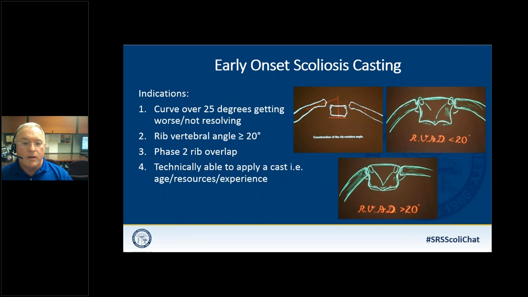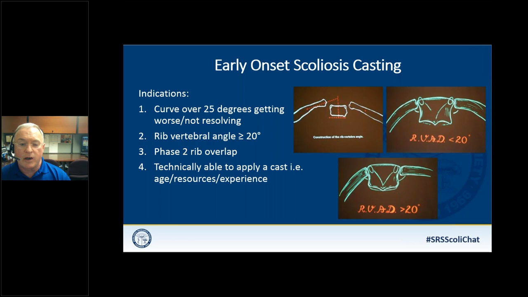So who gets a cast? As we learned in the evaluation discussion, curves over 25 to 30 degrees, which are getting worse or not resolving, the rib-vertebral angle difference measured at greater than 20 degrees, and in cases where there's rib overlap or phase two, which portends poor prognosis, may be a candidate for casting. Of course, the practitioner needs to be technically able to apply a cast, and that speaks to the resources and the experience and the training of the team.